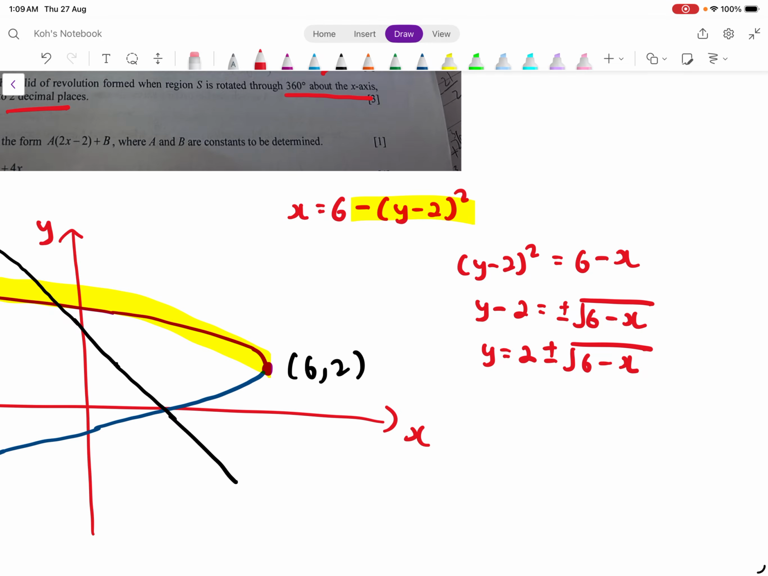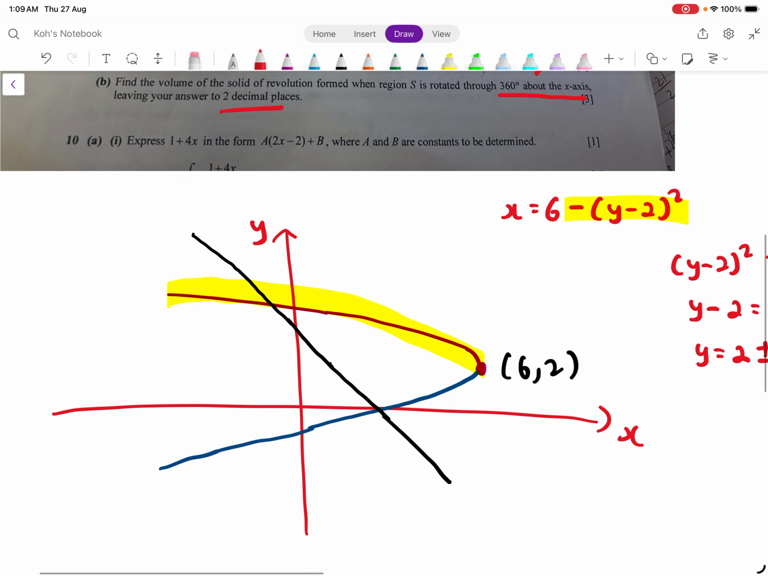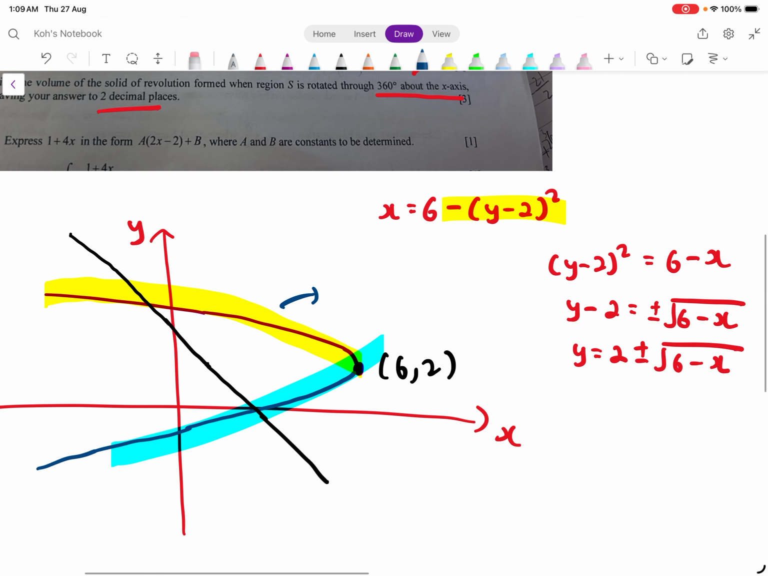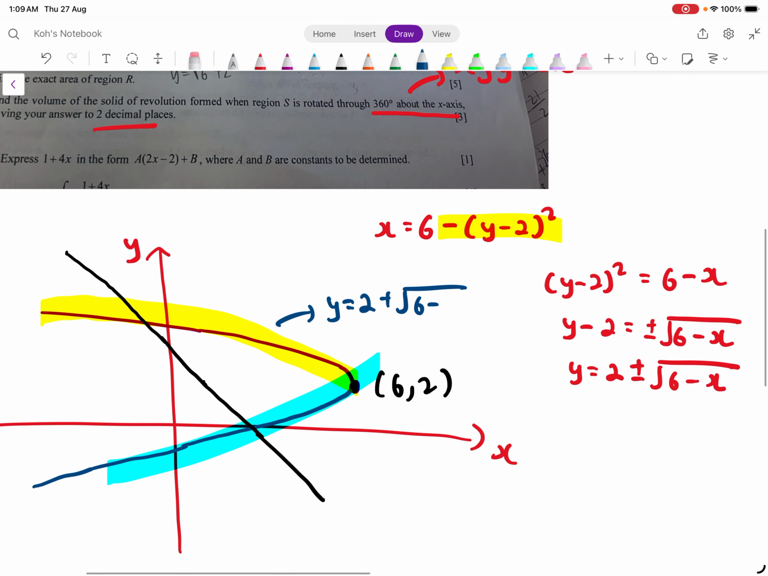Let's go back to the graph. You can see there's a yellow region here and a blue region here. I must choose the yellow region to be the positive one, so y is equal to 2 plus root of 6 minus x. Then the blue region will be minus, so y is equal to 2 minus root of 6 minus x. So that's the first part.